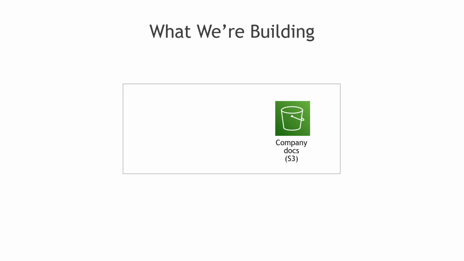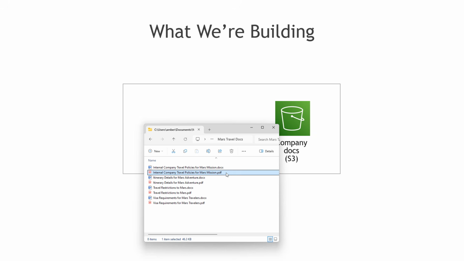Now let's talk about those travel policy documents that we have and what we need to do with those. These are going to live in an S3 bucket, and let me just briefly show you what I have. I've got 4 PDFs here. We've got travel policies, itinerary details, travel restrictions, and visa requirements. I'll just open one of these and show you what's in here.